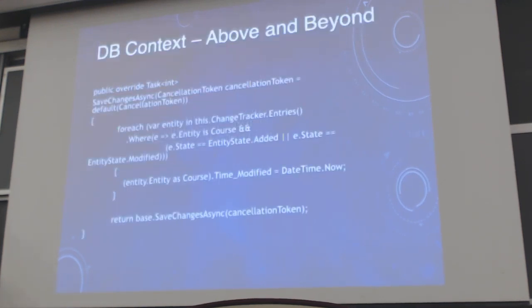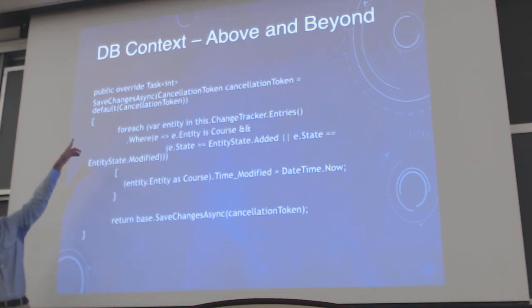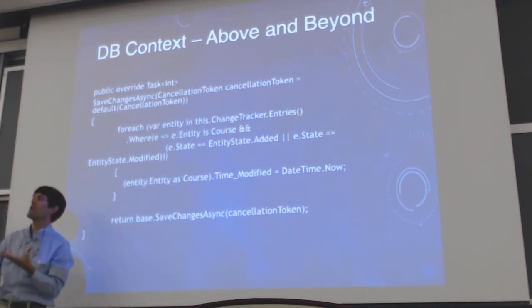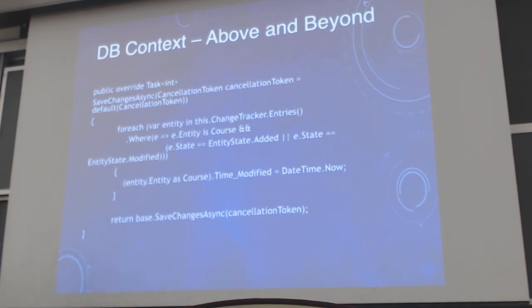And then finally, you were not going to do this. I don't think anyone did this, unless you did a lot of Googling. But what I really wanted was the time modified to be the actual time modified. In the database context, they have a save changes function. Whenever you're saving changes, once you modify a database EF entity and say save changes, it sends it to the database.